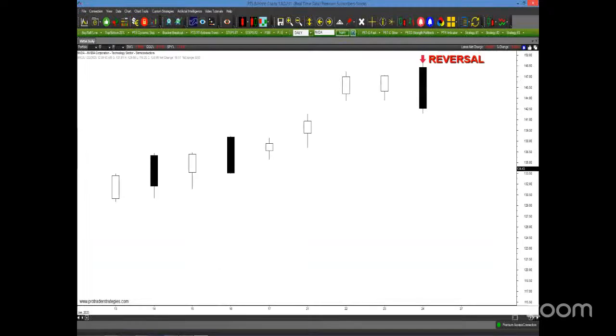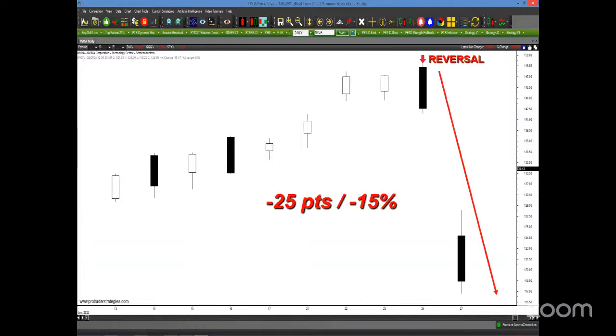But in this case, yes, at this point, on the 24th of January, just about a month ago, it said a reversal was in place, most likely in NVIDIA. And the stock quickly fell 25 points in 1 day, or it lost 15% of its value in 1 day.